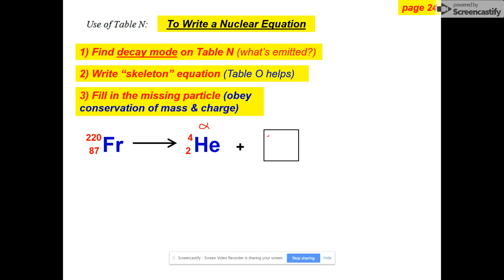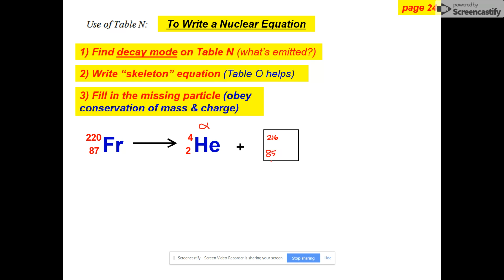I think you can see that, whatever this is, that should be 216, because 216 plus 4 equals 220. So whatever this particle is, it has a mass of 216. The charge, over here the charge is 87 protons. Helium has 2. That means whatever this is, it's got to have a charge of 85 protons.